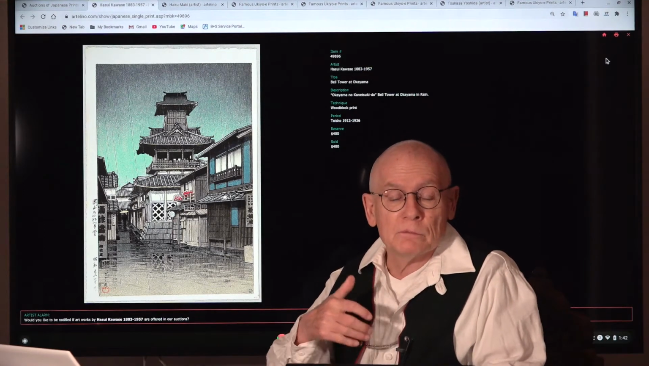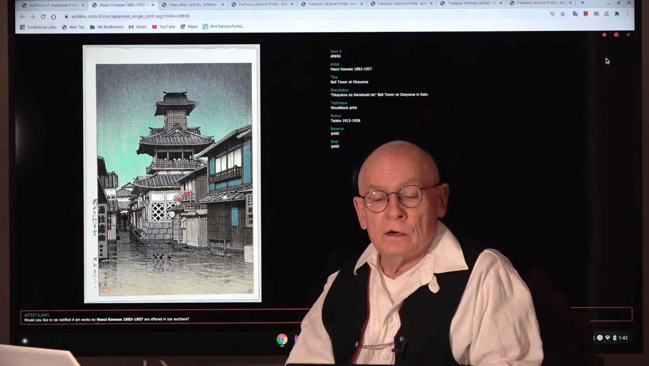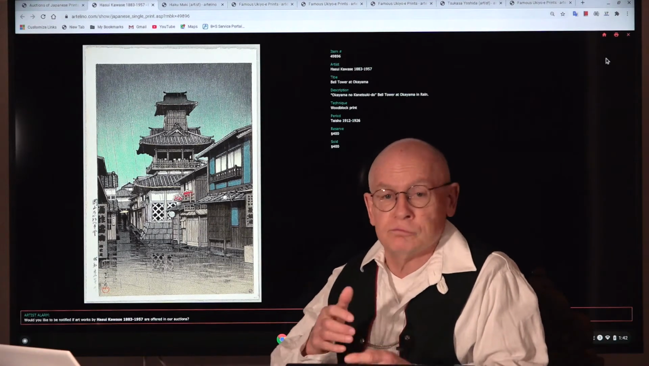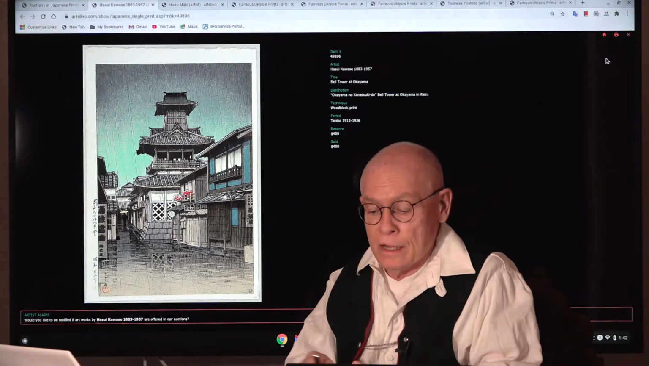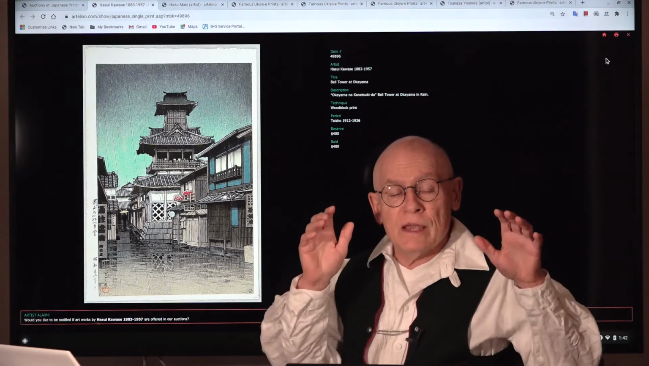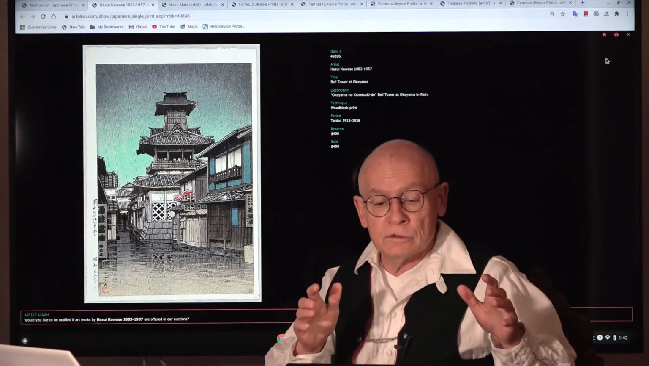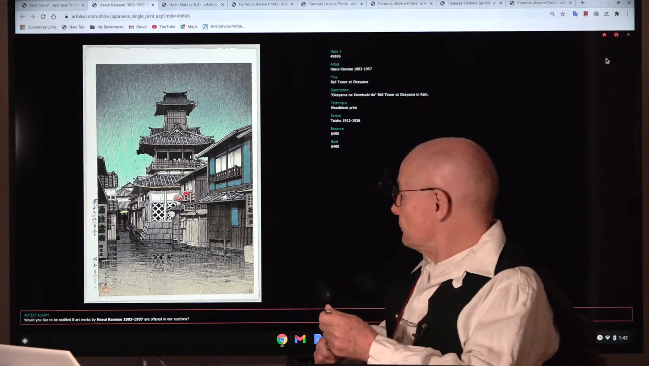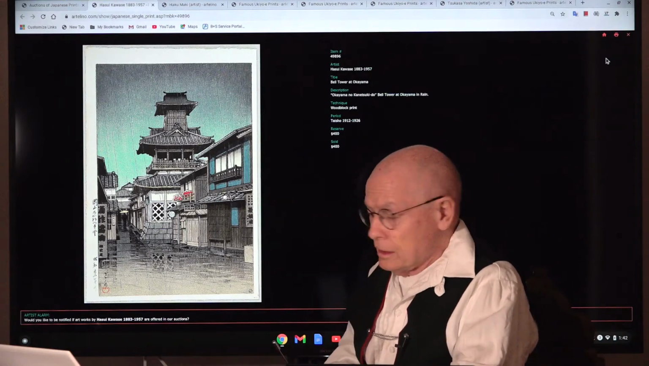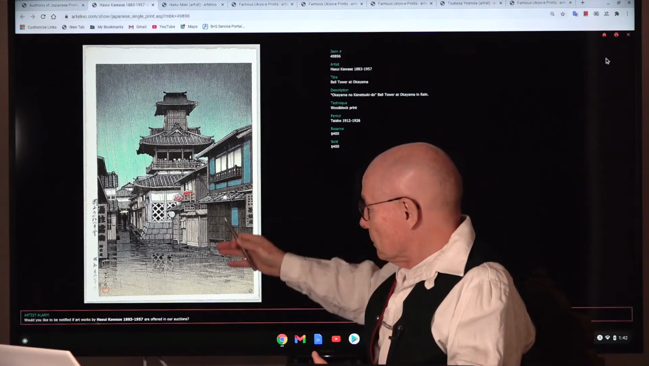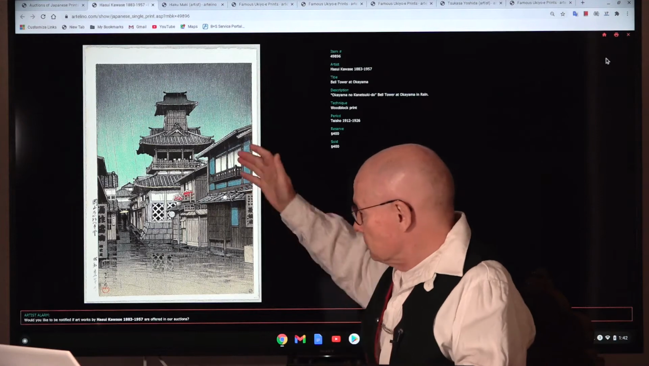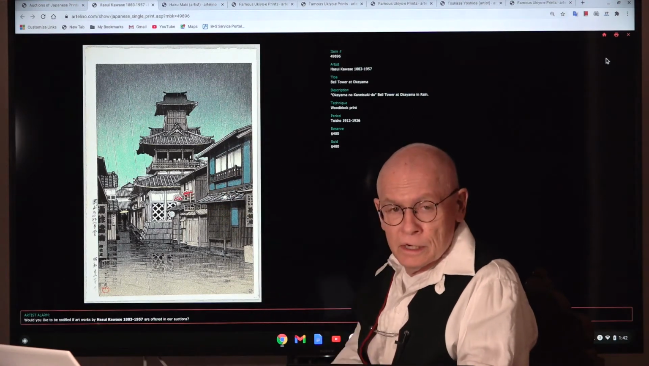Today I want to present you a print design by Hasui Kawase. Hasui Kawase was the leading Shinhanga artist for landscapes in the first half of the 20th century. And Hasui was famous for snow scenes, for night scenes, and for rain scenes. And in this print, it's dark, it's nearly night, so we could nearly call it a night scene.